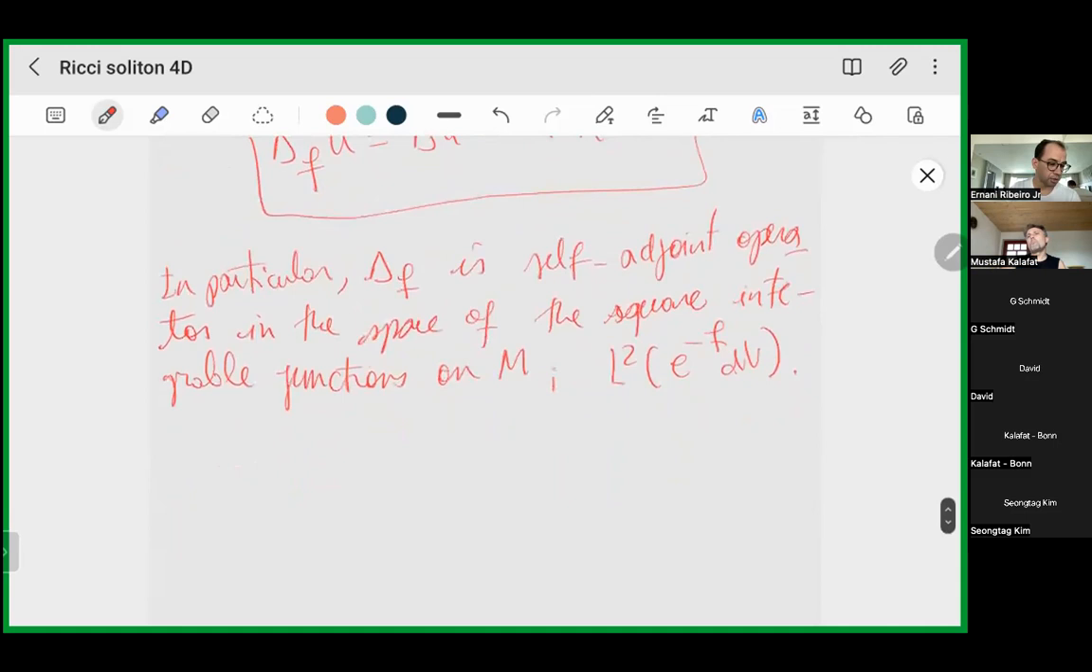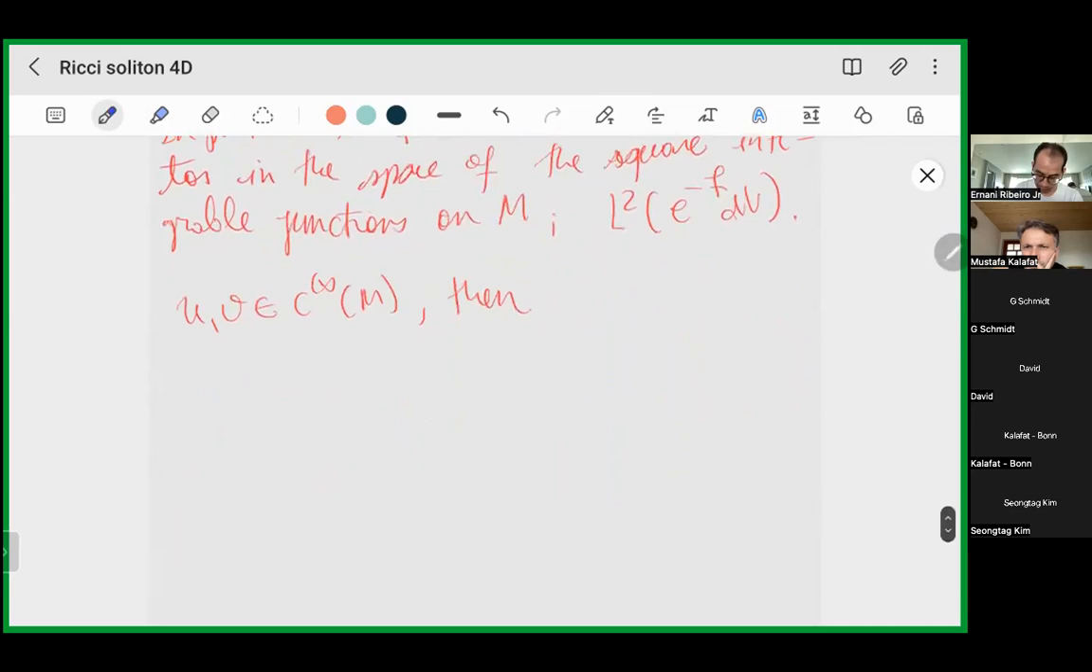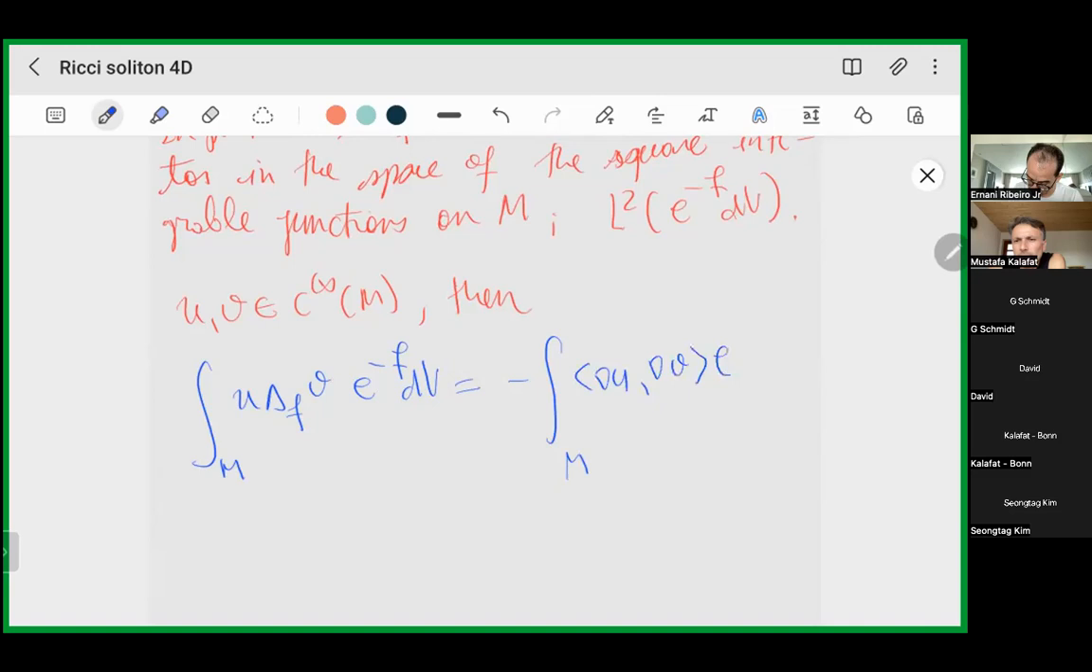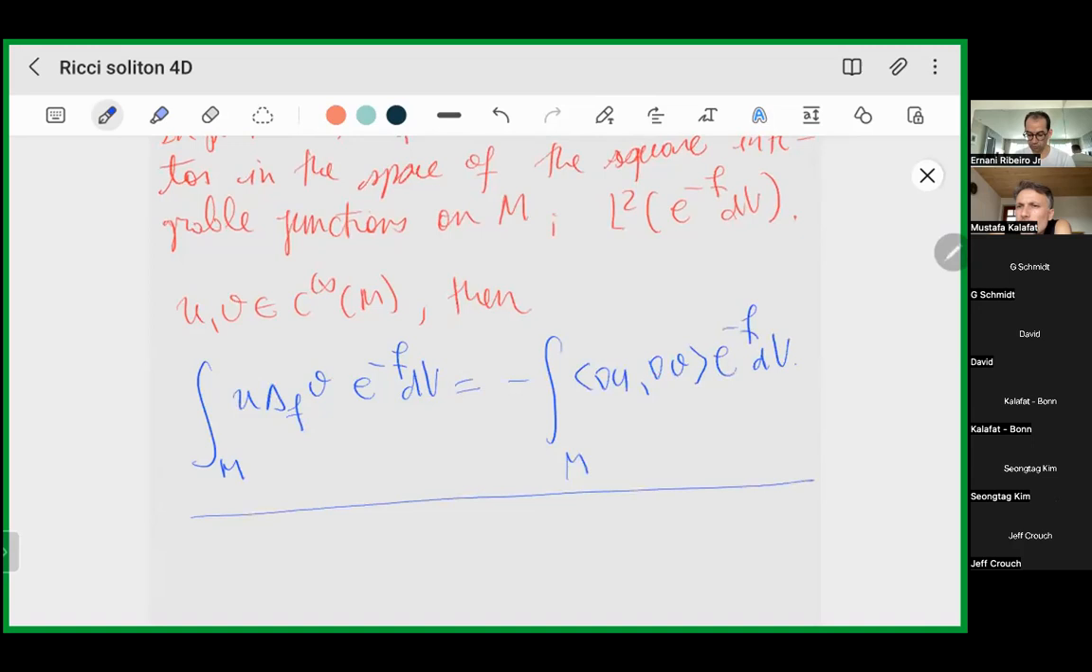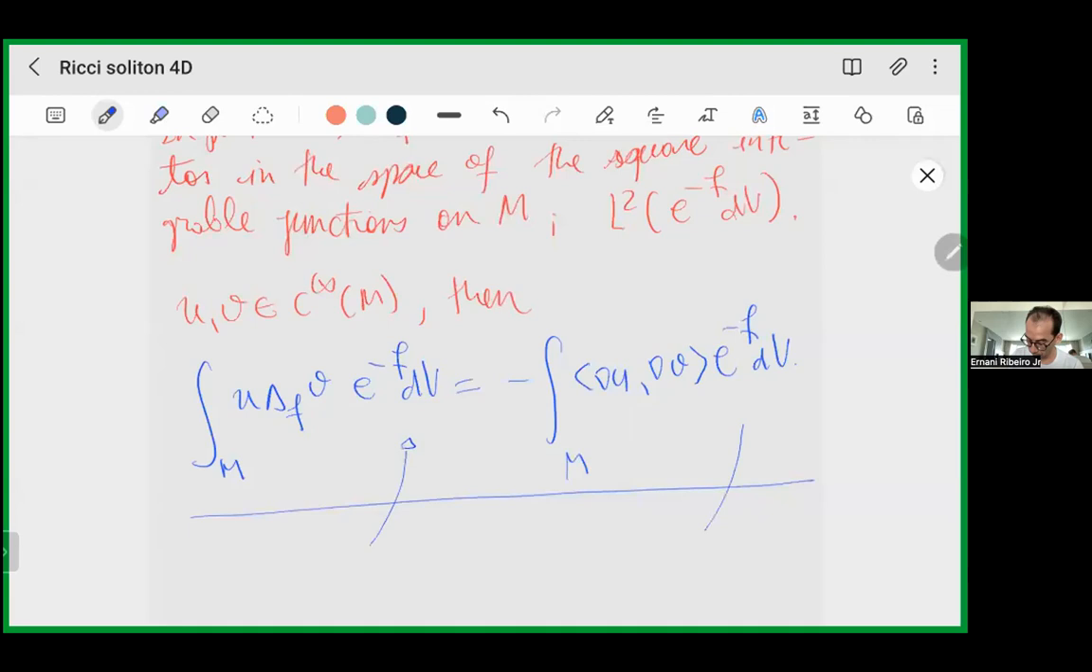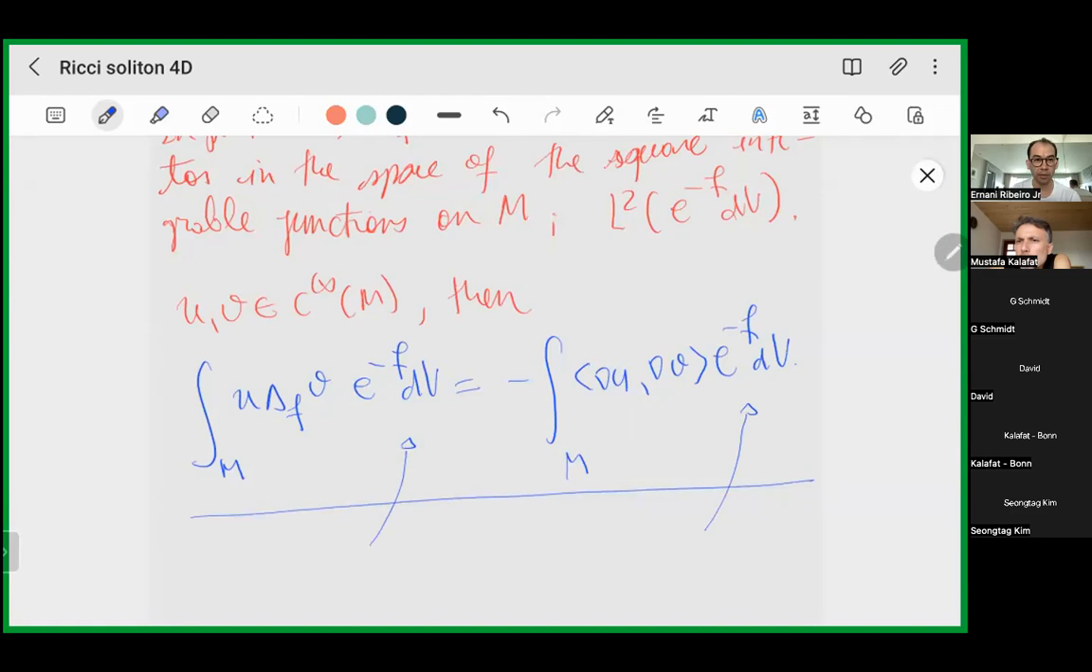if you have u and v functions on, say, a manifold M, then it's possible to show that the integral over M of u times the weighted Laplacian of v, with respect to this measure here, is equal to minus the integral of the inner product of the gradient of u and the gradient of v. Okay, this is a divergence theorem identity, the Green identity. So it's very useful to consider some measure like that in canonical metrics. I will try to show some applications later.